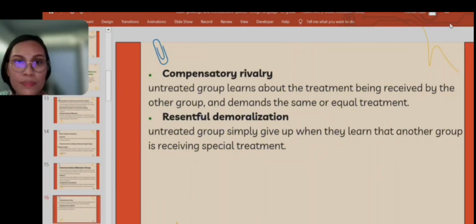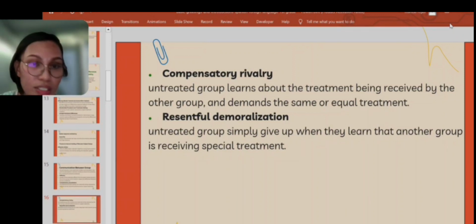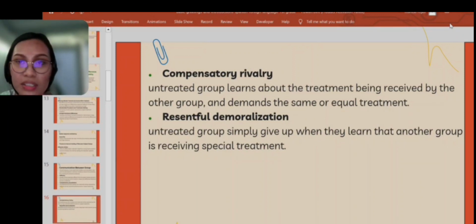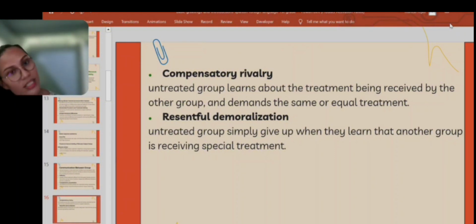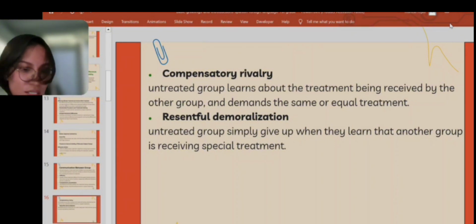Then, compensatory rivalry. So, untreated group learn about the treatment being received by the other group and demand the same or equal treatment. Resentful demoralization naman is untreated group simply give up when they learn another group is receiving special treatment. So, ang best way para ma-minimize itong mga threats na to internal validity resulting from communication between the groups is separate the groups of participants as much as possible and keep them from being aware of each other.